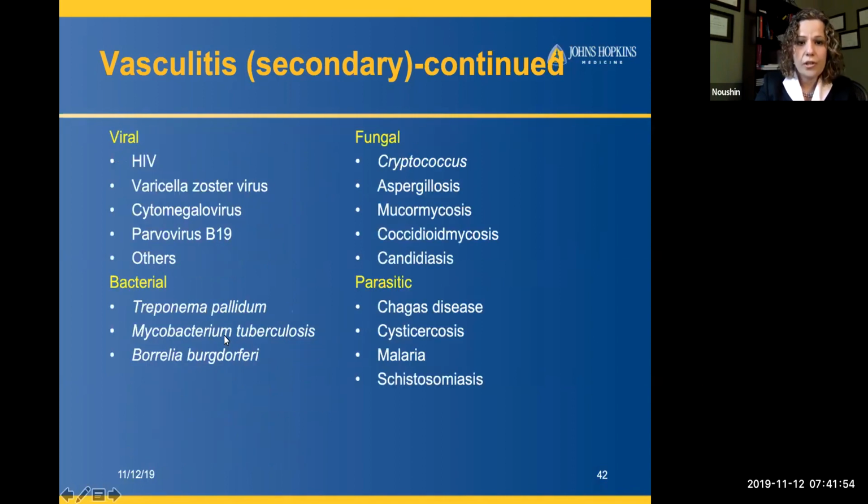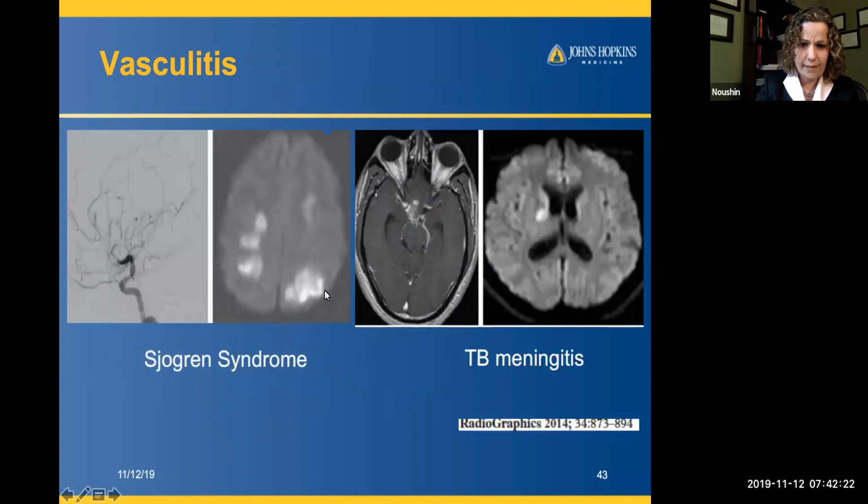And a large group of patients have vasculitis secondary to viral, bacterial, fungal, or parasitic inflammation or infection. So you can have HIV, VZV, CMV, parvovirus B19, bacterial infections such as TB, fungal infections, Cryptococcus, aspergillosis, mucormycosis. We see them quite often in immunocompromised patients, and parasitic vasculitis.